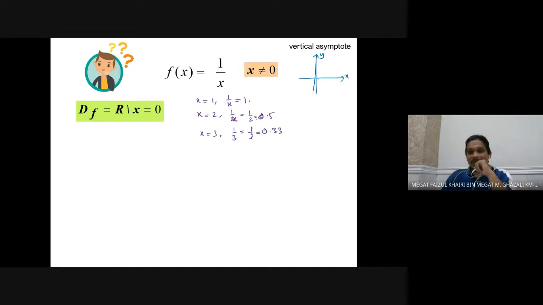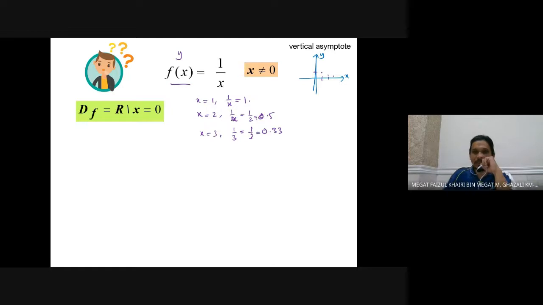So by looking at this here, f(x) equal to y, let's say y here is 1 over x. So when x equal to 1, y equal to 1. And then when x equal to 2, then y equal to 0.5. And when x equal to 3, y equal to 0.33, getting smaller and smaller.